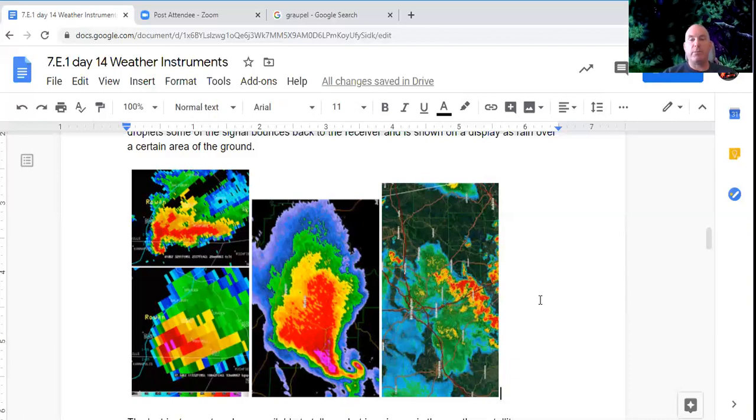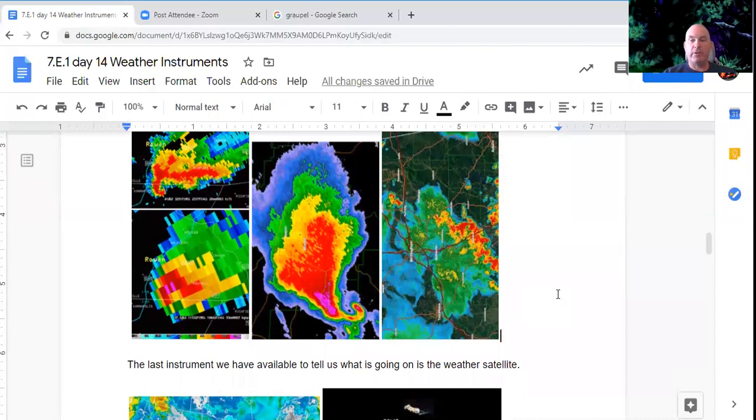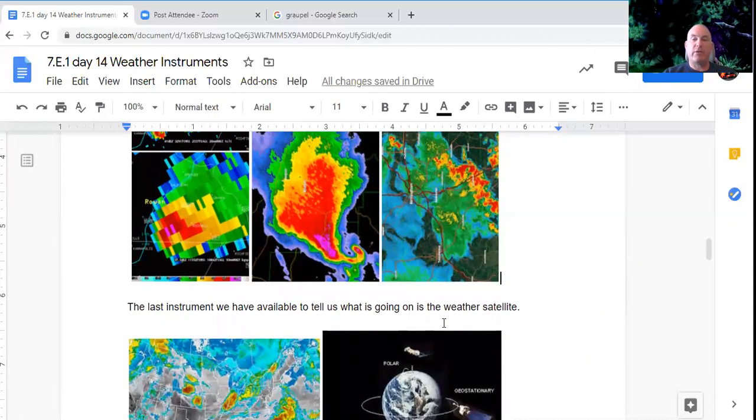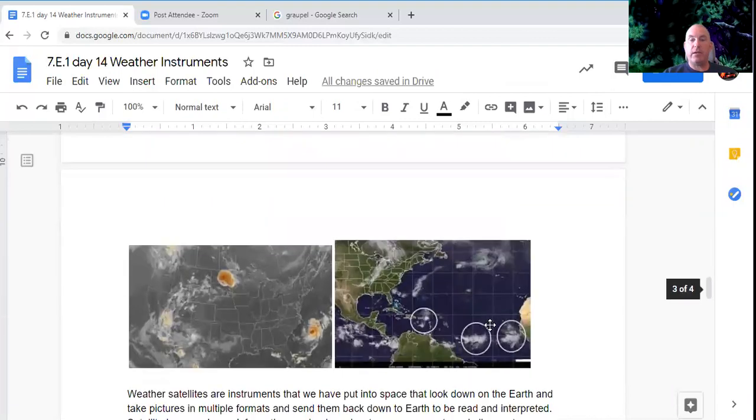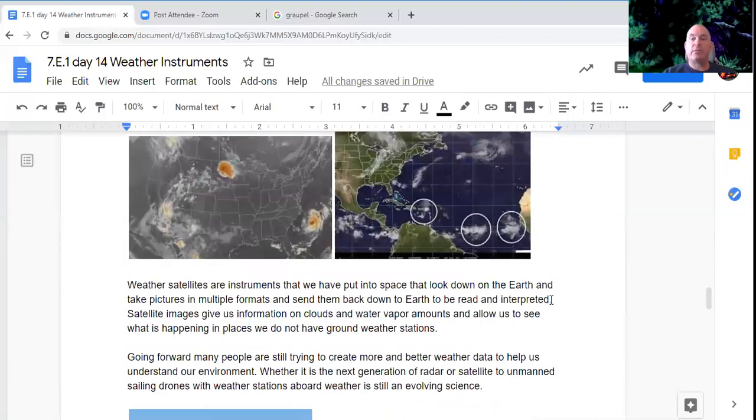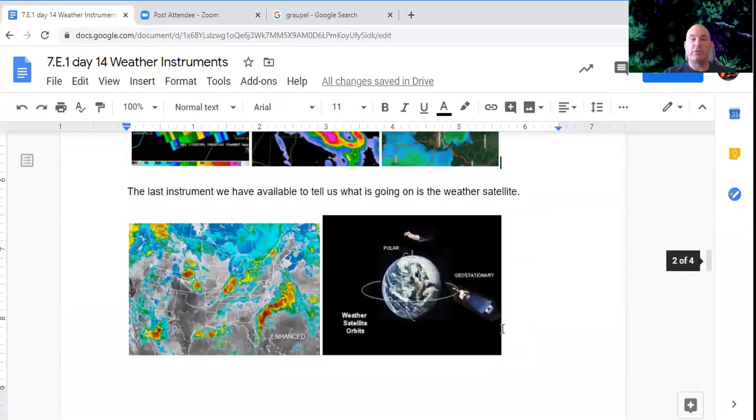So weather radar has become very important to us in our ability to tell us what's going on with weather. And lastly, one of the last instruments we have available to tell us what's going on is the weather satellite. A weather satellite is simply an instrument that we've put in space to look down on Earth and take pictures in multiple formats and send them back down to Earth, to be read and interpreted. Satellite images give us information on clouds and water vapor amounts, and allow us to see what's happening in places we don't have ground weather stations, especially over oceans and stuff.